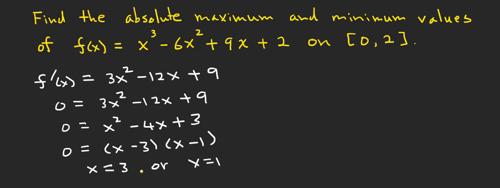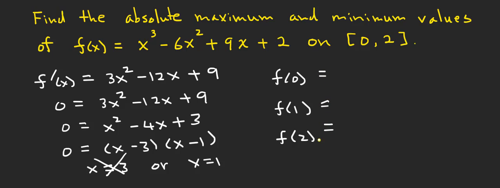Now, take a look at when x equals 3. X equals 3 is not on the interval. So you have to reject this. So x equals 1, 0, and 2 are the x values where the absolute max and minimum could occur. So we've got to find f of 0, f of 1, and f of 2.